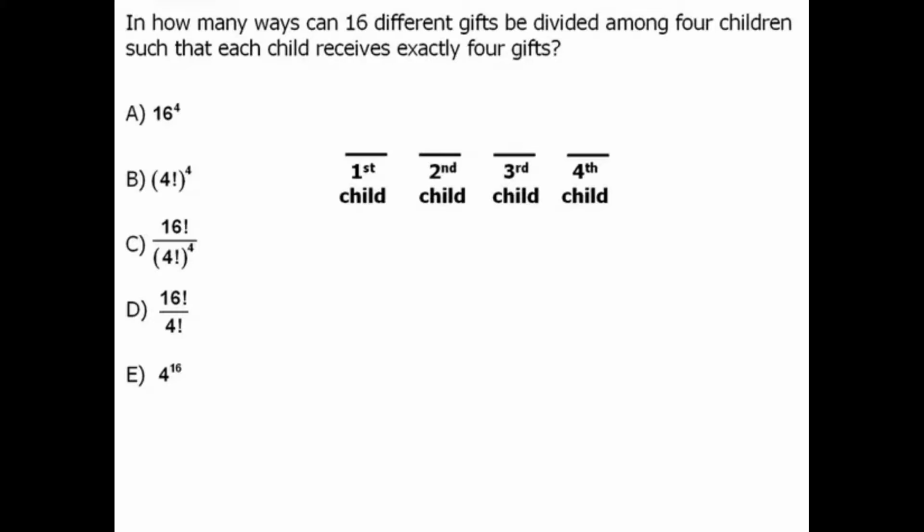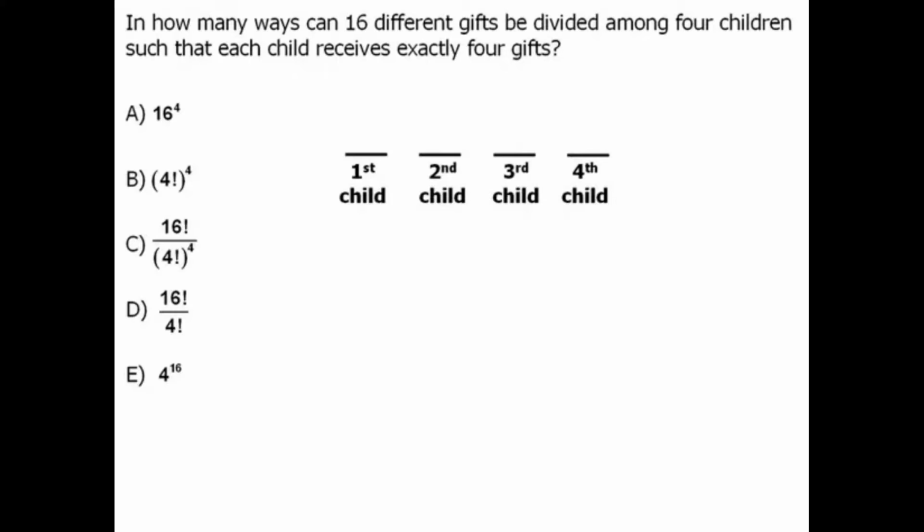Before we can answer that question, we have to answer an important question. Does the order in which this child receives these 4 gifts matter? In other words, is receiving gifts A, then B, then C, then D different from receiving gifts B, then D, then A, then C? And the answer here is no. The order doesn't make any difference. The child still receives the same 4 gifts. So since order does not matter, we are looking at a combination type question.